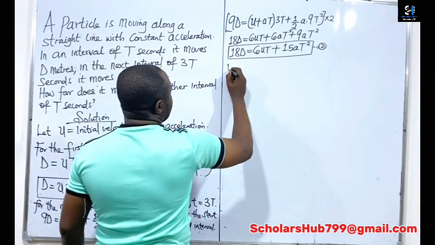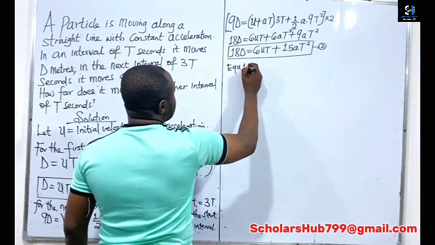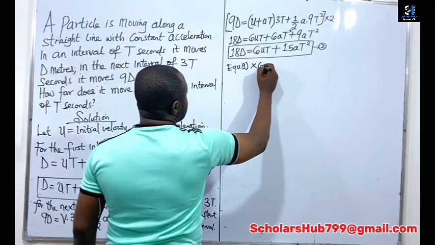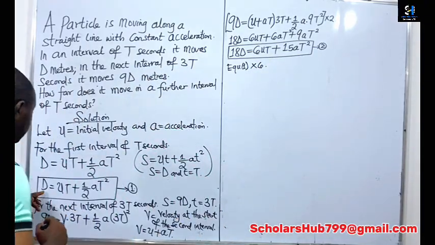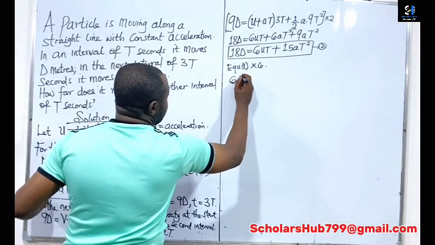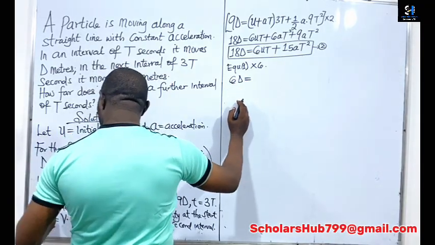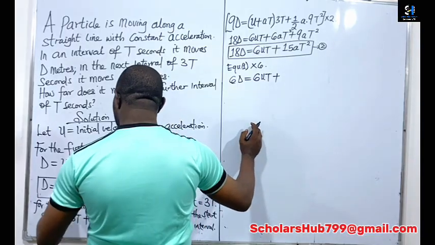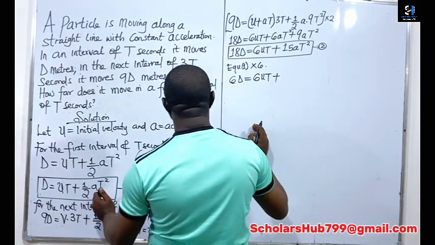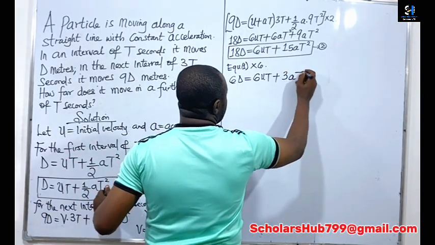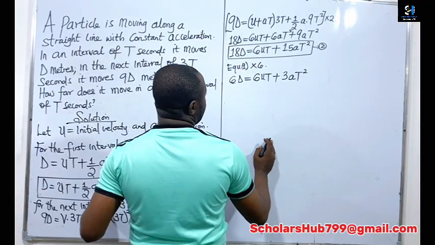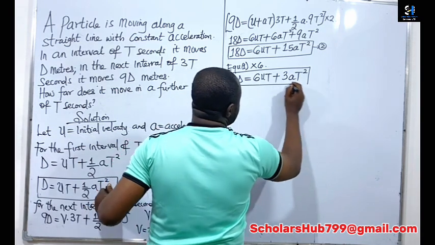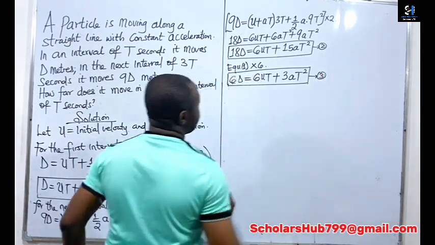Equation 1 multiplied by 6: 6 times d is 6d, equals 6 times ut, which is 6ut, plus 6 multiplied by 1/2 of at squared, which is 3at squared. So I'm going to call this equation 3.